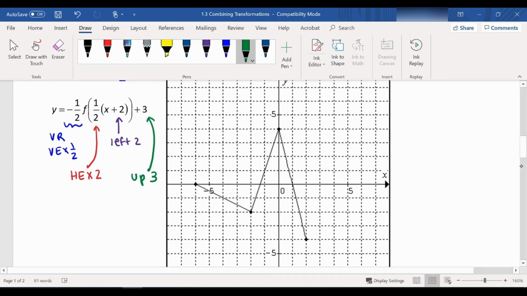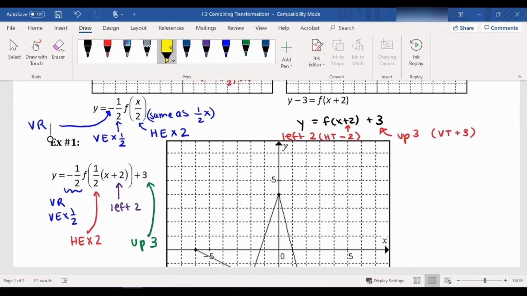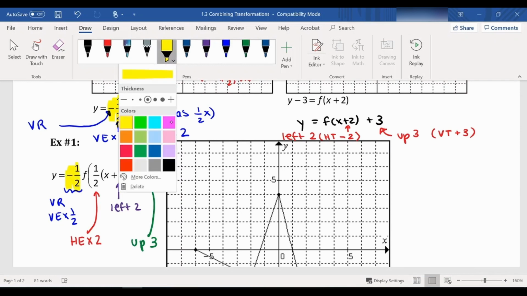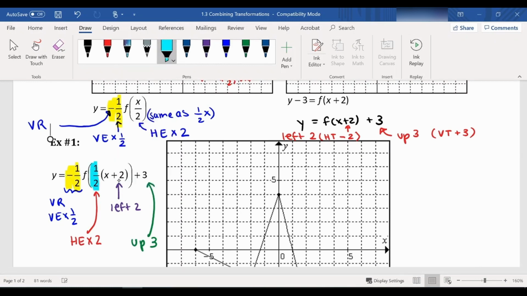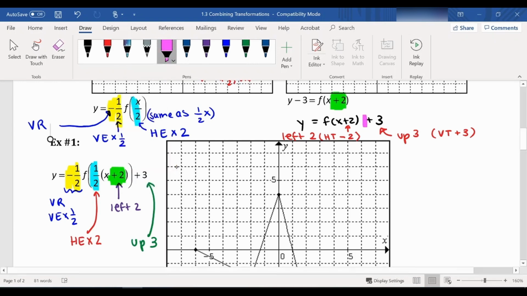So if you've noticed, these are the same transformations we just had up here, okay? Right here, we can see the 1/2. Here's our 1/2 inside. Okay. We've got our left 2, and we've got our up 3 here or here. Okay. So it's all the same transformations that we just did.